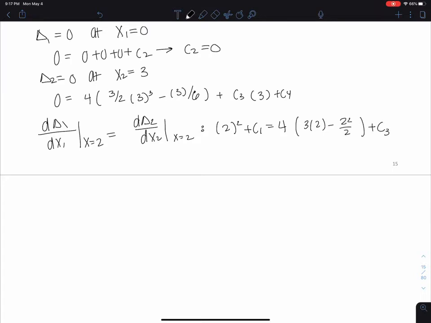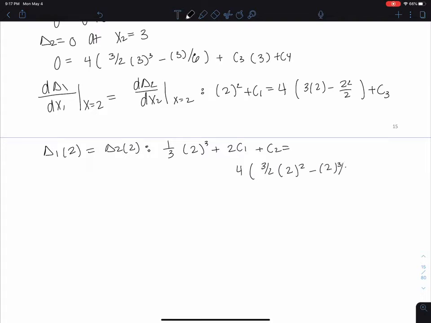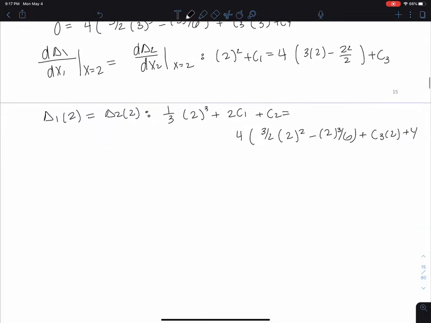If that's the case, I can plug both of those in and set them equal to each other. And now I have C1 and C3. Can't solve anything there, but I can also plug in this. So it's just a system of equations now, and I have to see what I can use to solve for all 4 constants. Plus C3 times 2 plus 4. If I solve all of these equations, I get C1 equals negative 8 over 3, C2 equals 0, C3 equals negative 44 over 3, C4 equals 8.